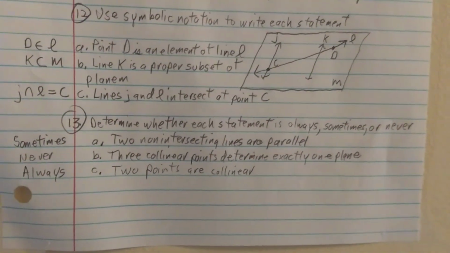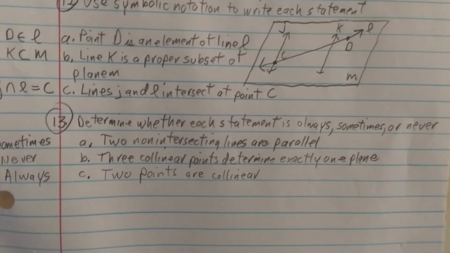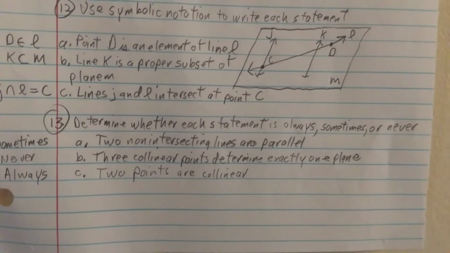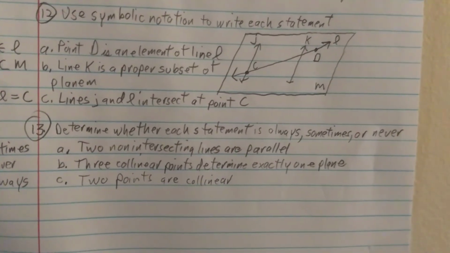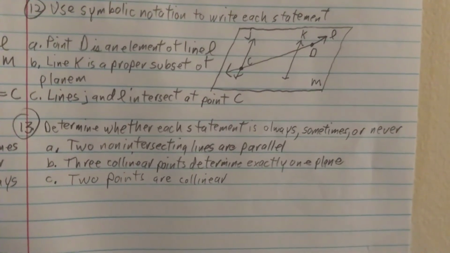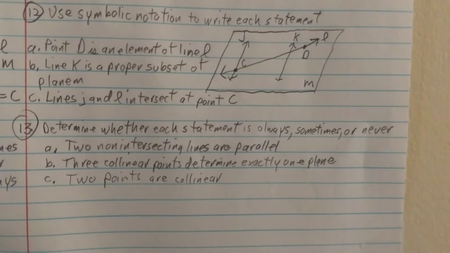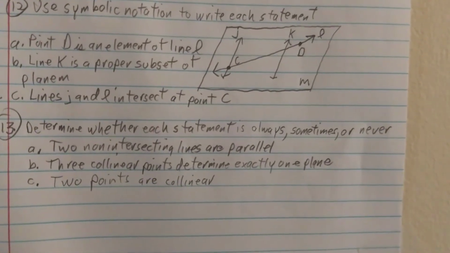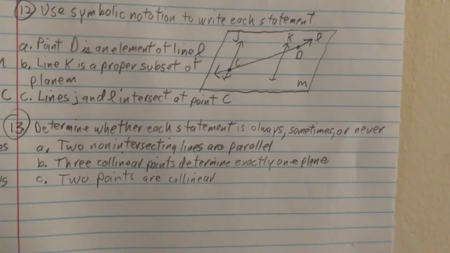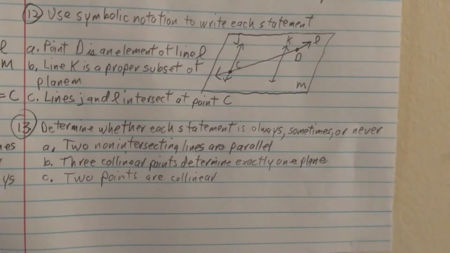Now the next problem, 13, is sometimes, always, or never. So 2 non-intersecting lines are parallel. This has to be sometimes because they are parallel if they're in the same plane. But if they're in different planes, skew lines, then they're not. So this is a sometimes.